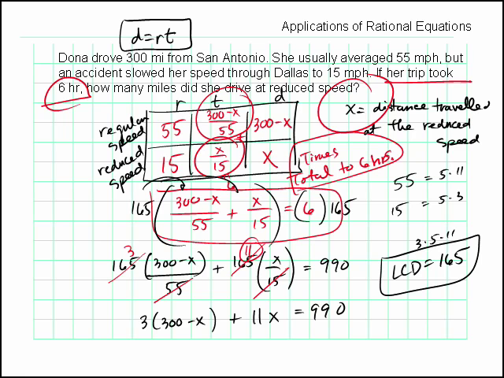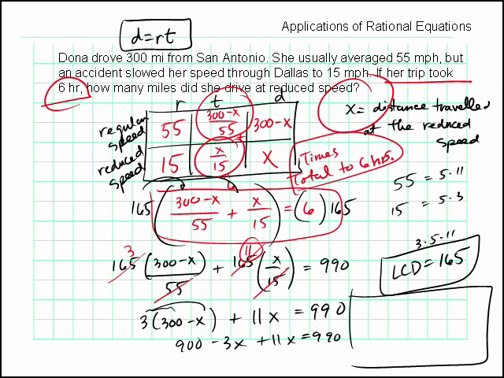Okay, distribute the 3. 900 minus 3x plus 11x equals 990. Well, I'm running out of room here, so let me squeeze it in the end here. Combining my like terms and so forth, I'm going to end up with 8x equals 90. And so x equals 90 over 8, which is 11 and 1/4 miles.